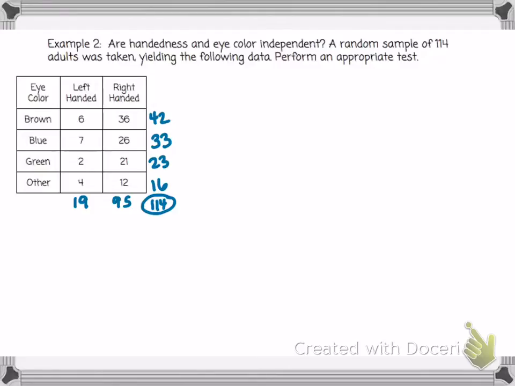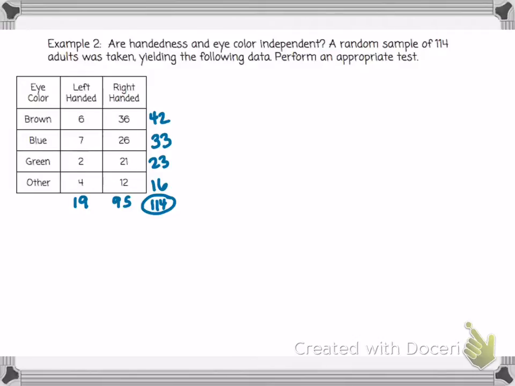So it's a little bit different here. Instead of looking at one group, I'm looking now at two different variables. Okay, so I'm looking at two different traits. And I want to know, are those two traits independent of each other? So it says a random sample of 114 adults was taken, yielding the following data.